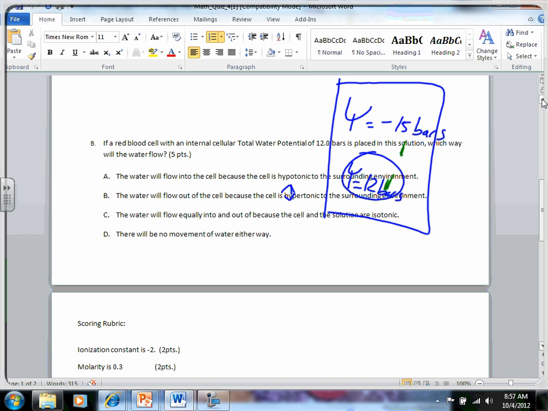The more negative the water potential becomes, the more solutes there are in that solution. So the water's going to move out. It's moving from higher water potential to lower water potential, from hypotonic to hypertonic, from less solute concentration to more solute concentration. And which one did I leave out? Higher concentration of water to lower concentration of water.